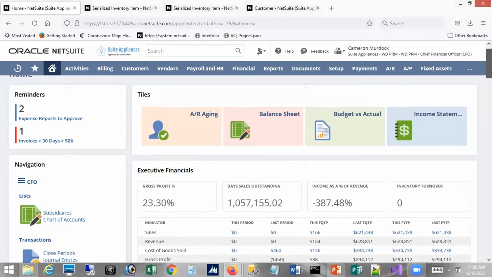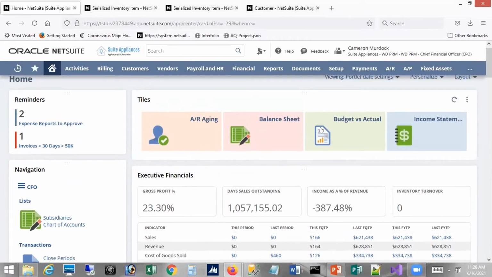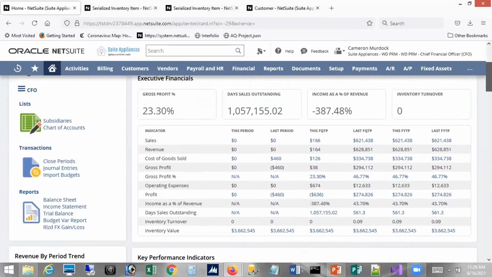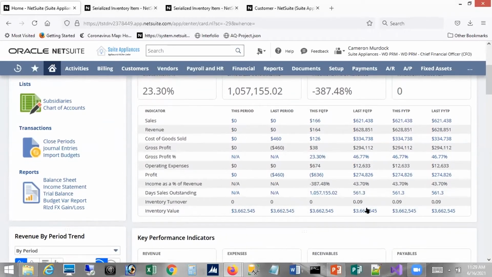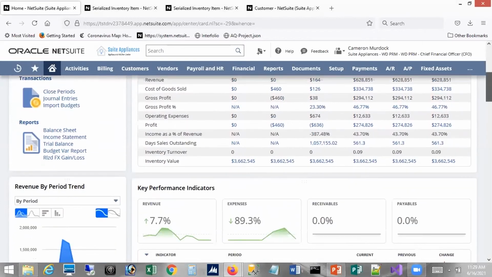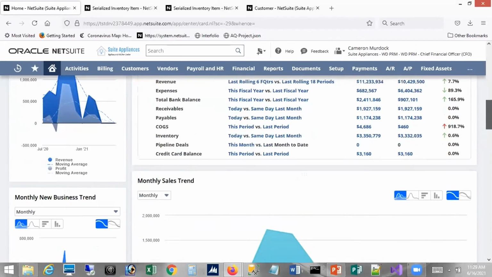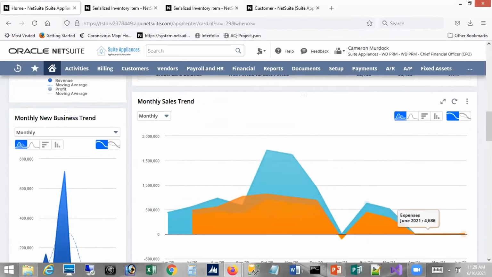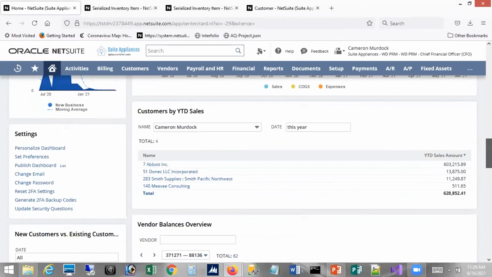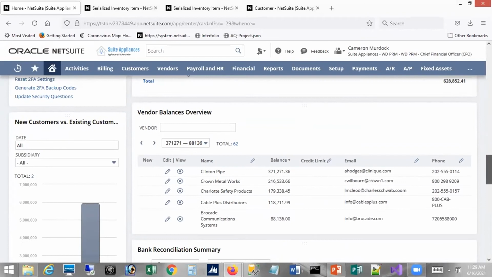Down here, I have my executive financials, some of my reports that I would use day to day are up at the top. And then under executive financial, I have my numbers. I can drill down in any of these. This is all drillable. And then my KPIs, my revenue by period, my monthly sale trends, my business trends, customers by year-to-date sales, vendor balances, new customers versus existing customers.